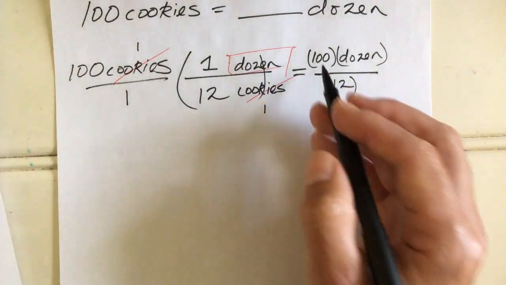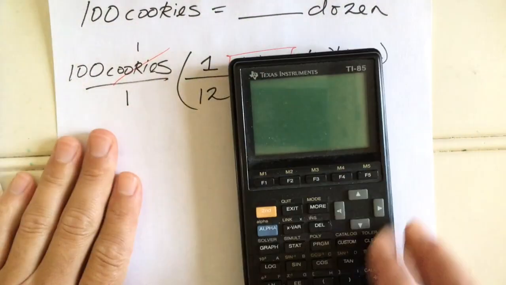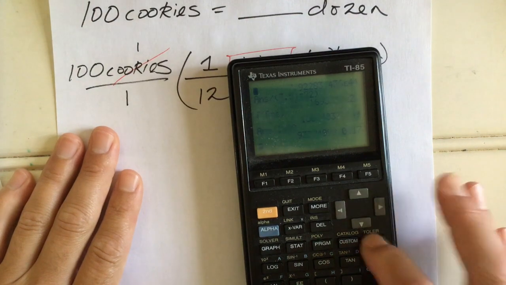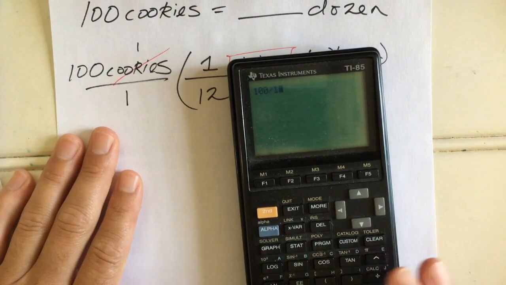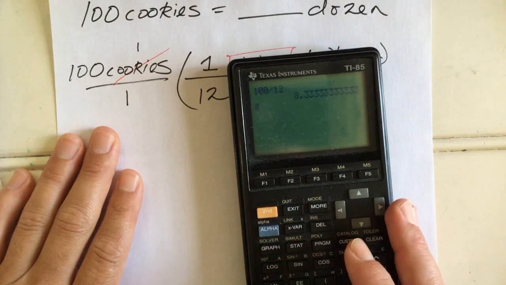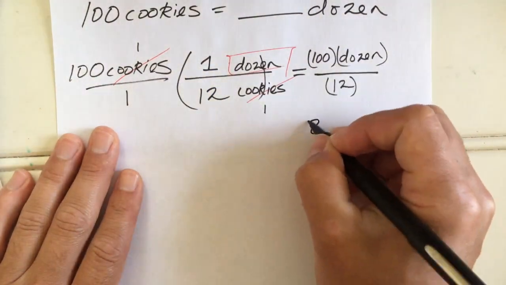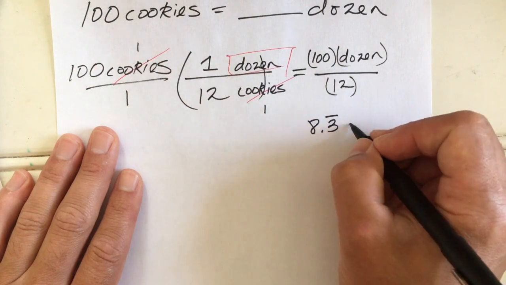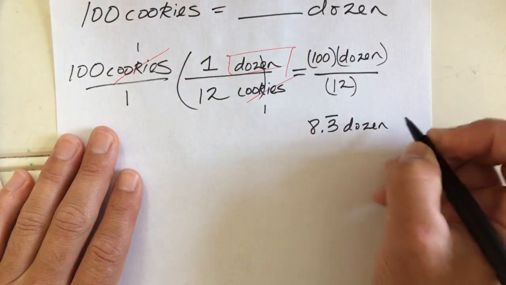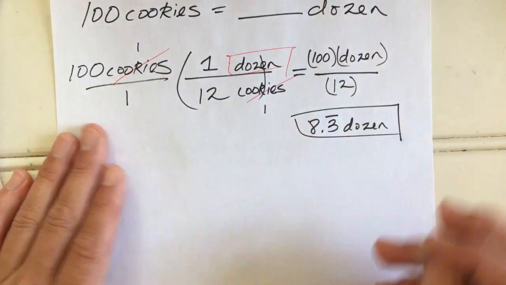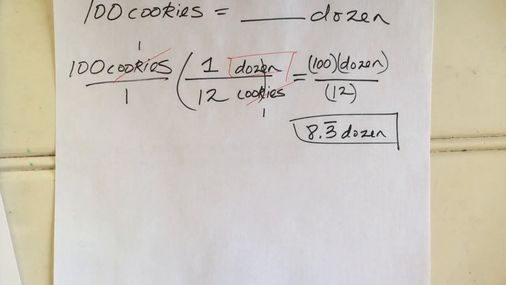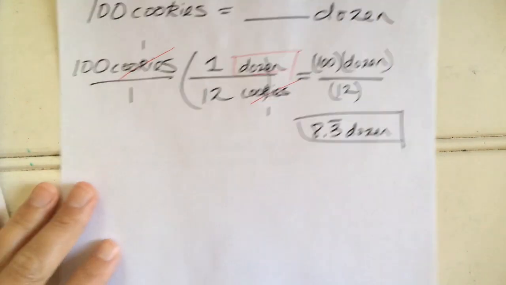All right, so we're going to go get our calculator. 100 divided by 12 should be a little over 8. 8.3 repeating. All right, so our answer is going to be 8.3 dozen. So you go to McDonald's and ask for 8.3 dozen cookies, and they will give you 100 cookies. All right, that's all there is to it. All right, let's see another example.